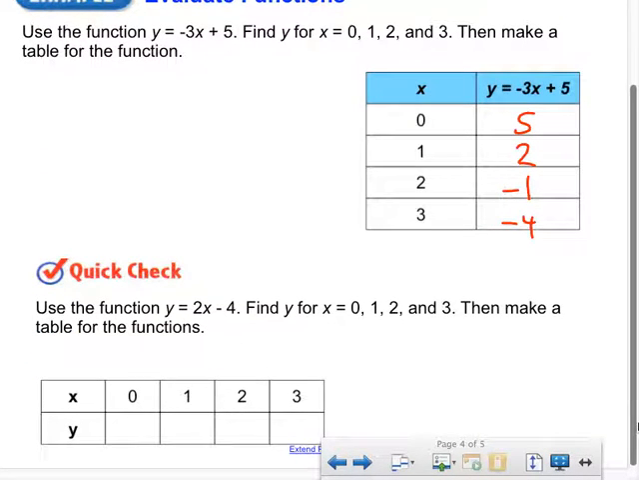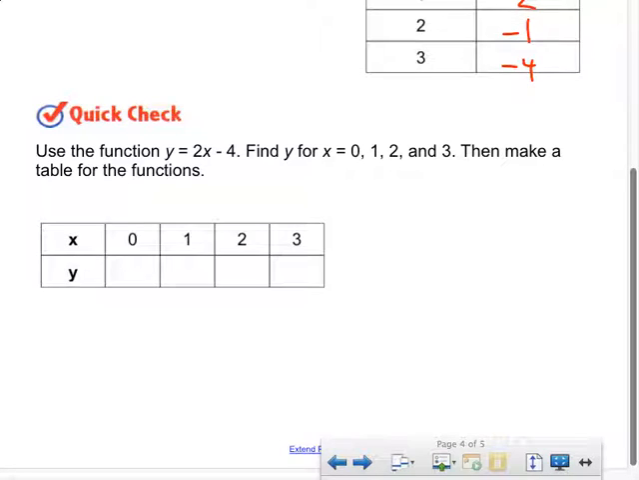Moving along, we're almost through. Use the function y equals 2x minus 4. Well, what's my common difference going to be? 2. Add 2, right? Okay, they want us to plug it in for 0, 1, 2, and 3. So at 0, what do I get for my y? I get -4, very good. And then what? -2, right? And then what? 0. And then what? 2.